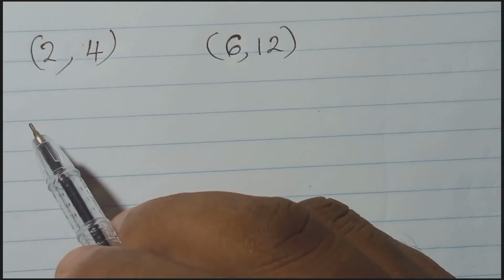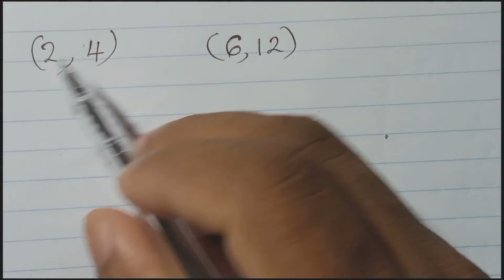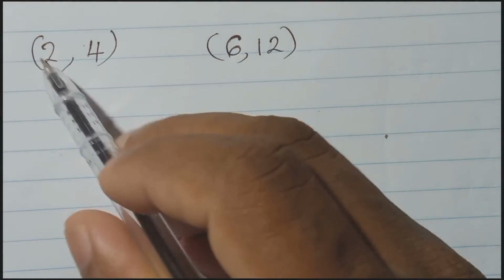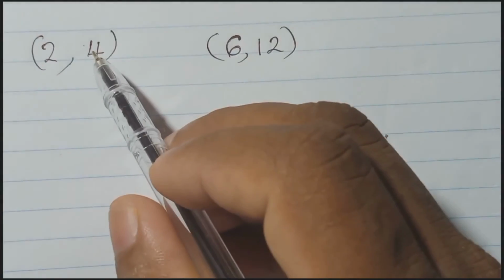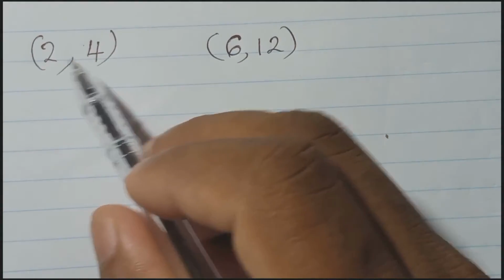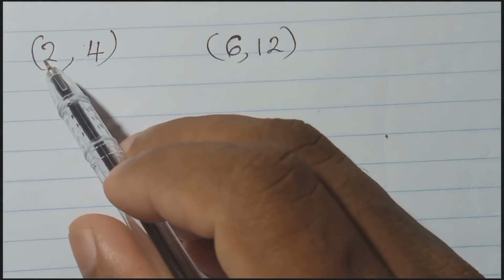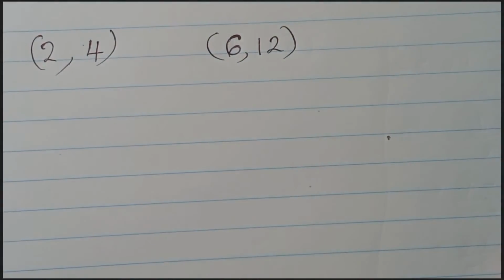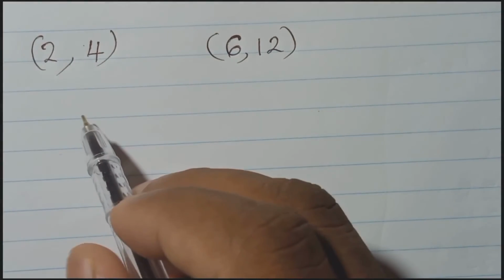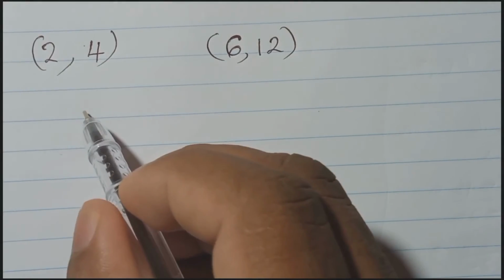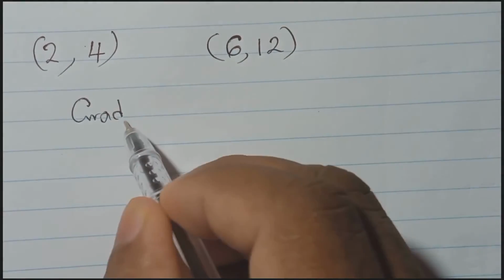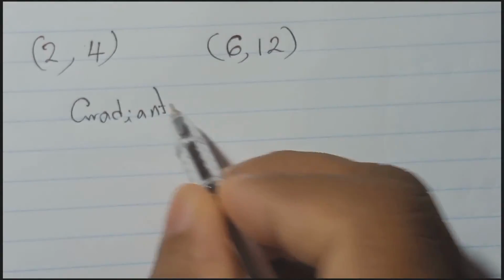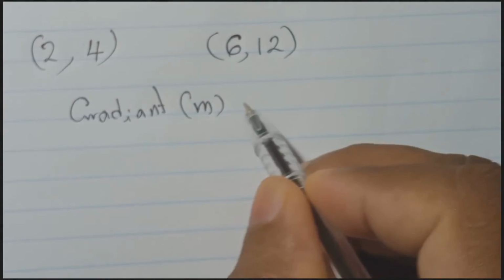But here it is a little difficult. Like I told you earlier, if there is any coordinate where the x value is 0, then that y will be the y-intercept. But here there's no x value of 0, here 2, here 6, so we can't tell what the y-intercept is. So we need to find that also. First let's find the gradient. I will find the gradient first.